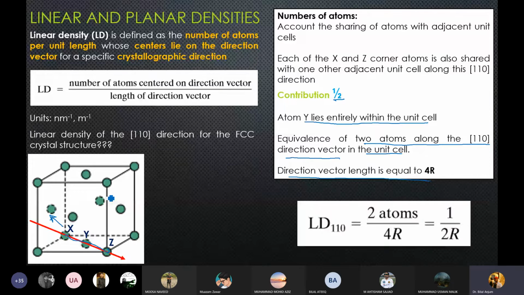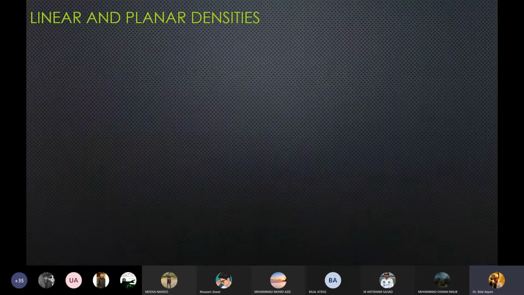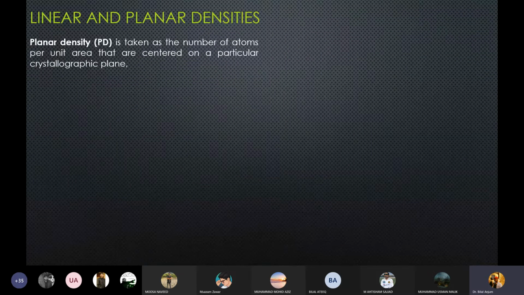So your linear density along the direction 110 would be two atoms divided by 4r, or one atom divided by 2r. This would be the linear density for an FCC unit cell along the 110 direction. All right. Now moving on towards the planar density.